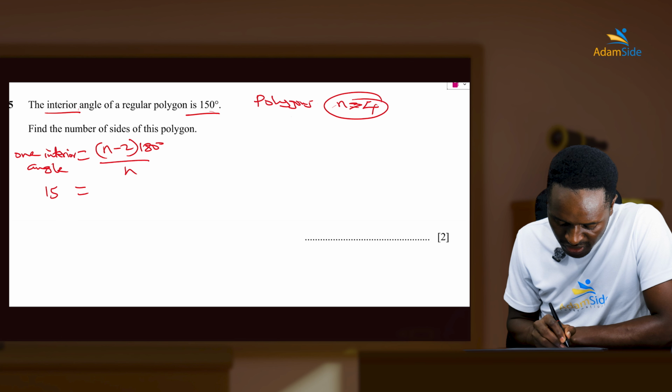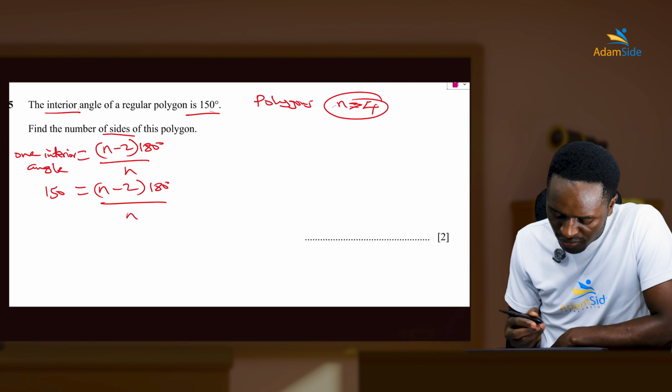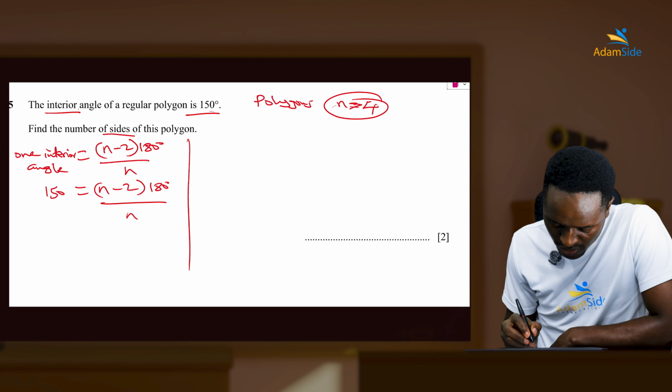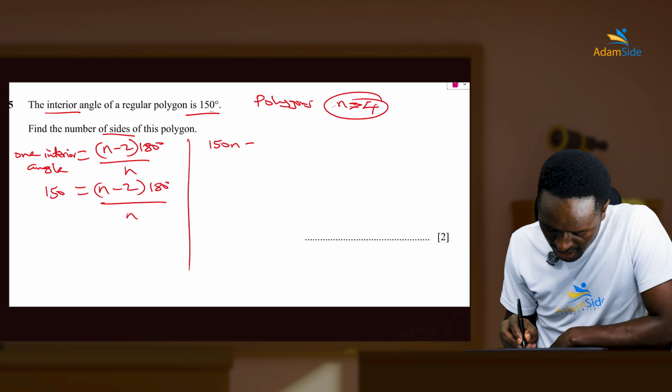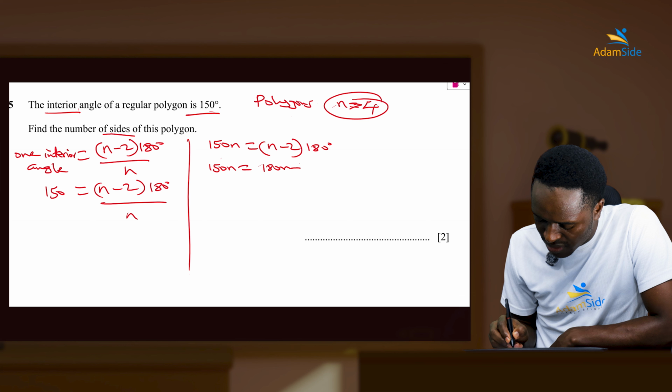So 150 degrees is equal to (n minus 2) times 180 degrees divided by the number of sides. So find the number of sides of this polygon. In that case, you say 150n is equal to (n minus 2) times 180 degrees. Then 150n is equal to 180 times n, which is 180n, and 180 times 2 is 360 degrees.